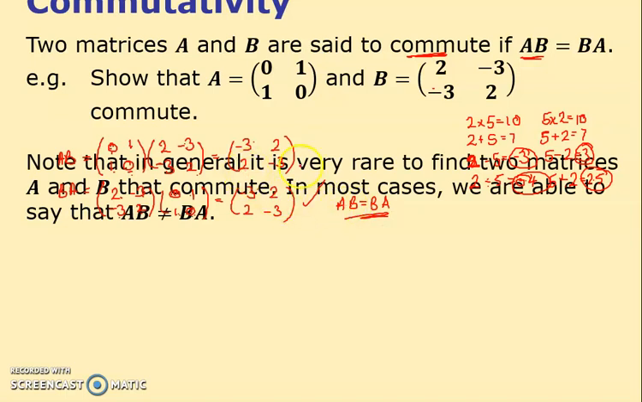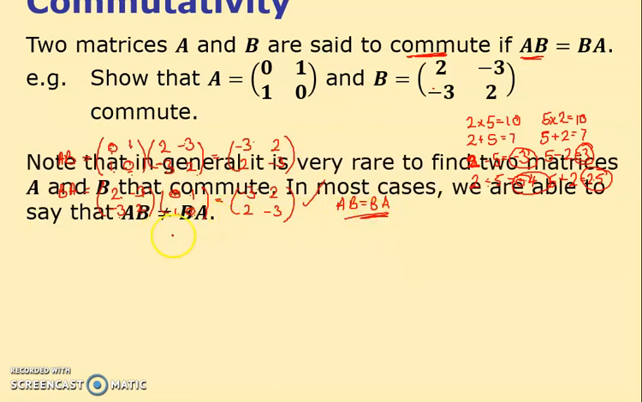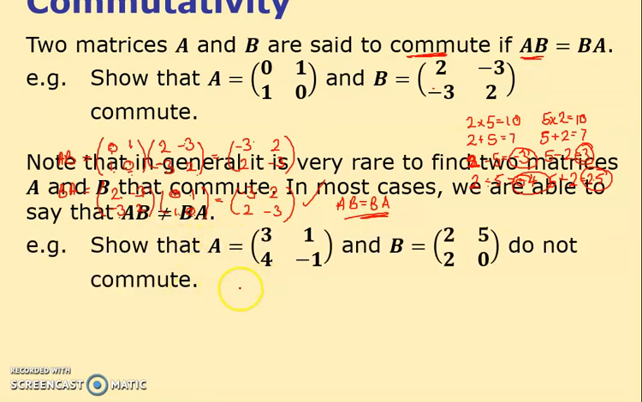Now it does say here that in most cases this is a very unusual thing to happen. I've proven in this case it works. But this says in most cases it doesn't happen. You would expect AB not to equal BA. So a random choice here, another one here. Let's do it here. I'm going to do AB again. Let's do AB first of all. It equals 3, 1, 4, minus 1. And I've got to times it by B, which is 2, 5, 2, 0. So I wonder what that is equal to.